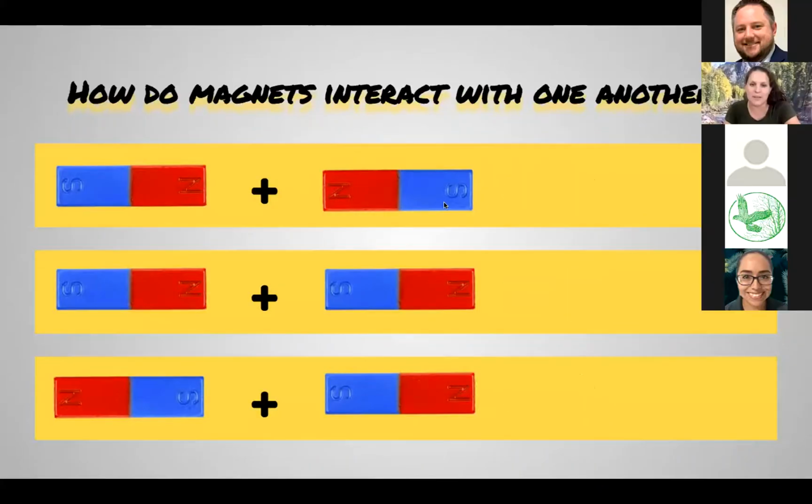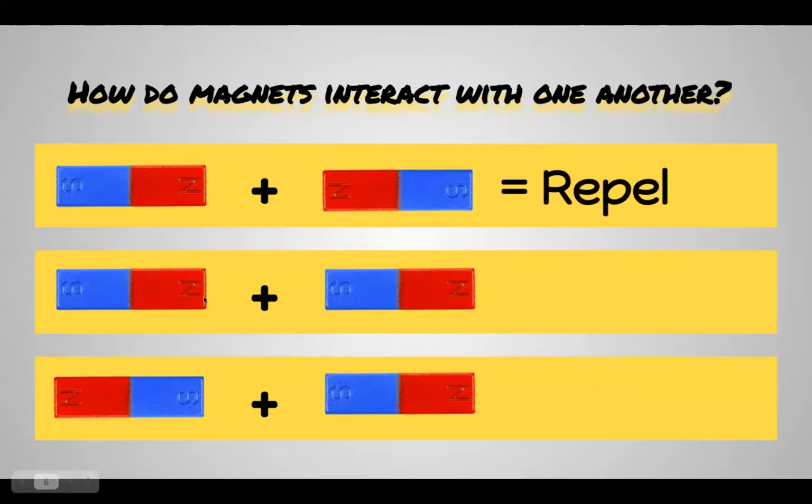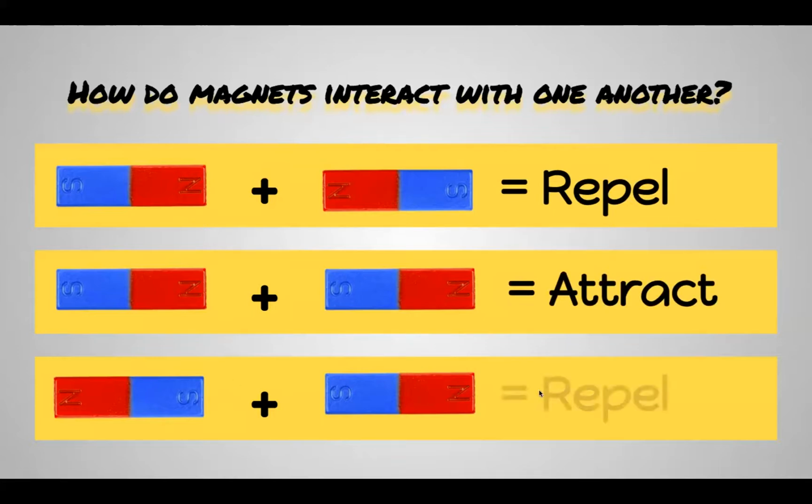All right. So how do they interact with one another? Well, when the two sides are the same, when they are both north poles, those will repel. They will push apart. When you have the opposites, the north pole and the south pole, they will pull together, attract. And when you have two south poles, once again, they are the same. They are going to repel. So with magnets, opposites do attract.